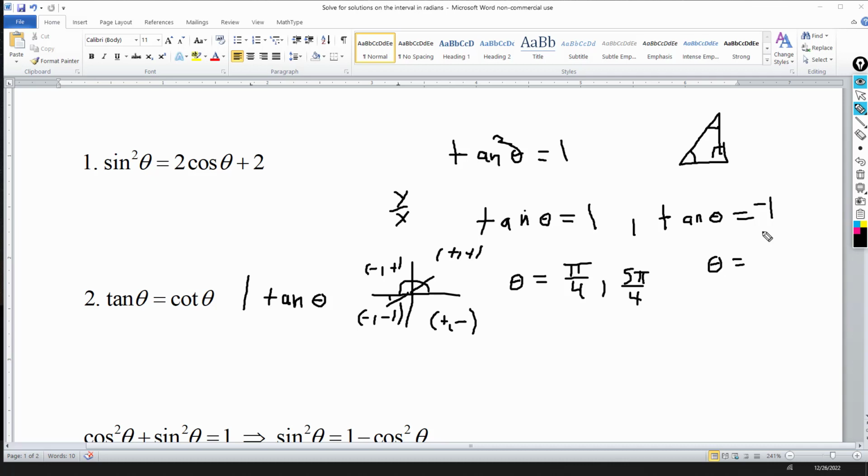Now for this one, tangent of theta is equal to negative 1. So now we want opposite signs on the coordinates, because we want it to come out negative. So the opposite signs are going to happen in quadrant 2 and quadrant 4. So if my reference angle is this one right here, then that angle right there would be 180 minus 45. So that's equal to 135, or the same thing as 3 pi over 4.